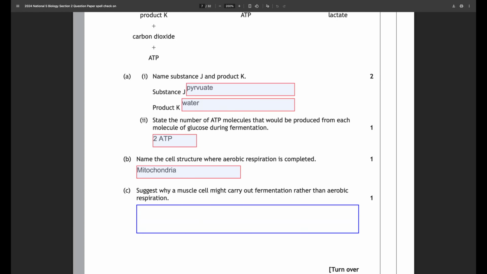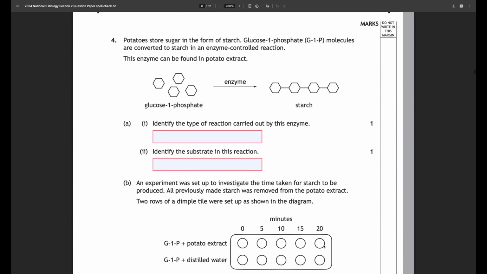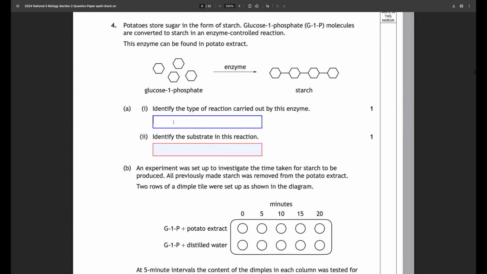Part C, it's a suggest question. These are the tougher ones. Suggest why a muscle cell might carry out fermentation rather than aerobic respiration. So what are the conditions for aerobic respiration? Well, we require oxygen to be present. So if a muscle cell carries out fermentation instead, that would suggest that there is no oxygen present, or oxygen is absent would be acceptable as well for that one. Okay, so well done if you did well on that question. If not, have a wee look over topic 1.6 again.